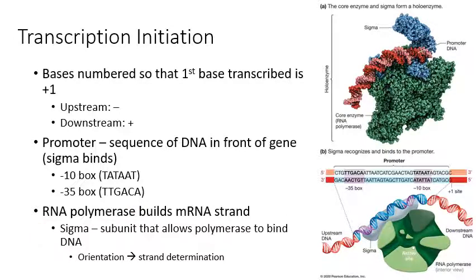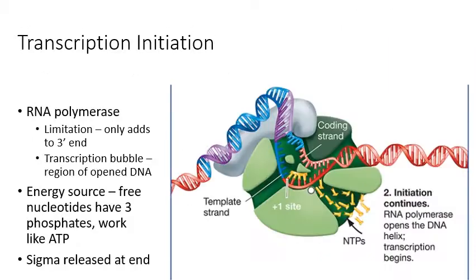Once the polymerase is grabbed to sigma and sigma has grabbed the promoter, then the polymerase can actually get onto the DNA itself.